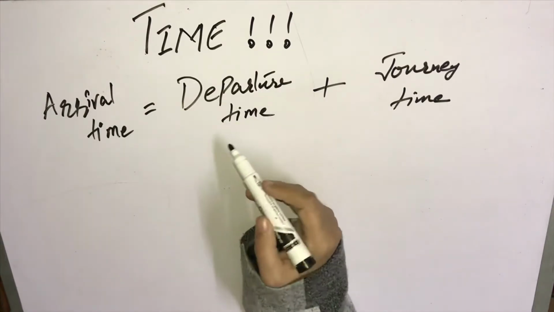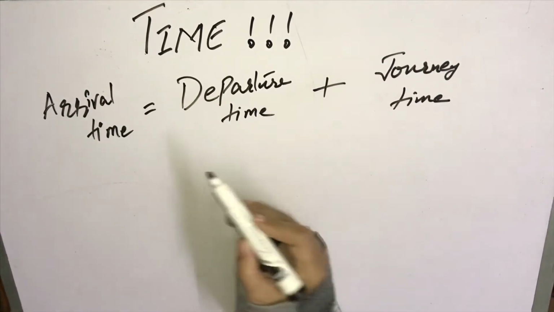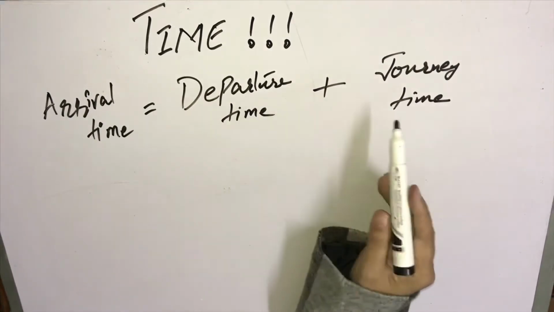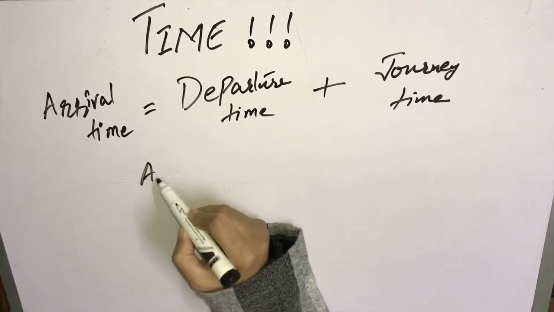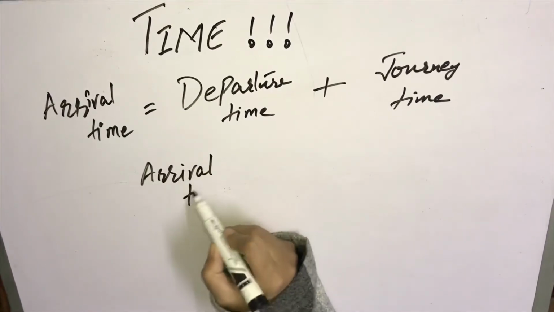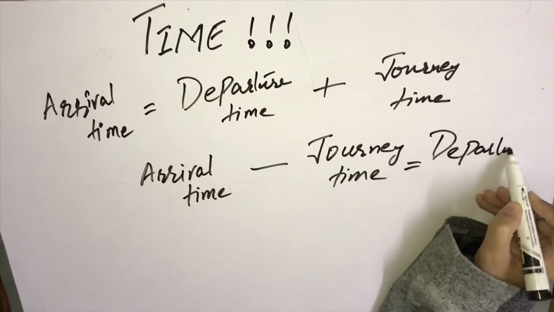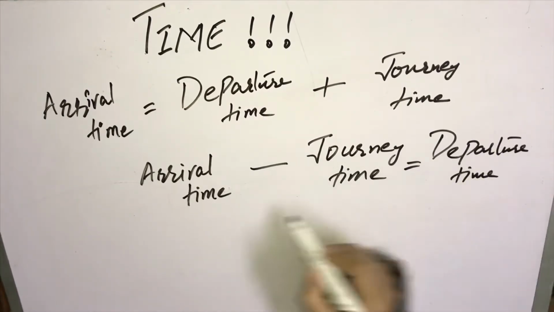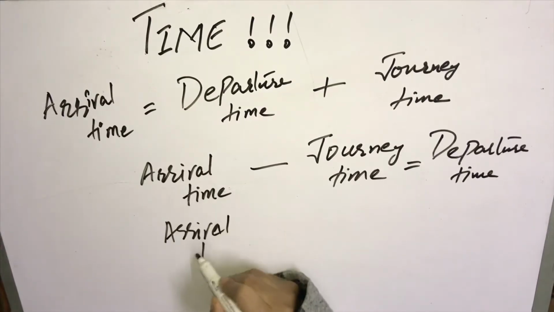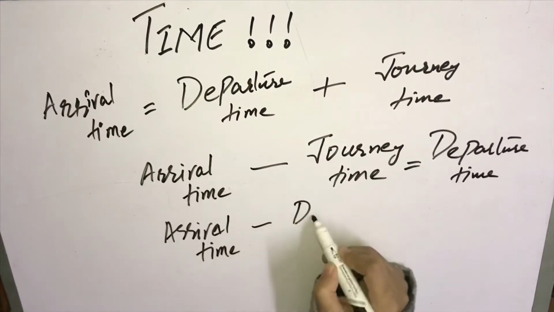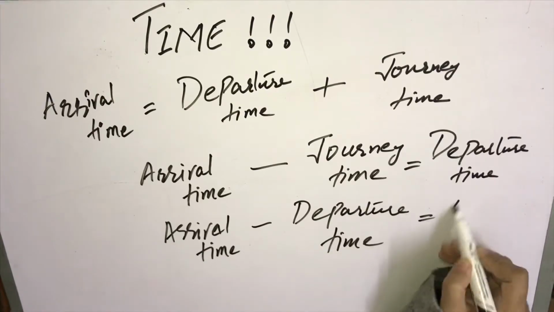But if you have to find the departure time or journey time, you will always subtract the other quantity from arrival. So arrival is the sum of both. But if you need one of these two, you will always subtract from arrival. We will take arrival first. Arrival time minus journey time is departure time. And arrival time minus departure time is the journey time.